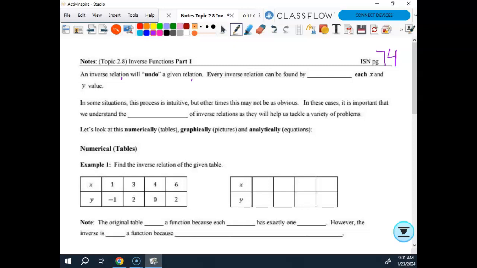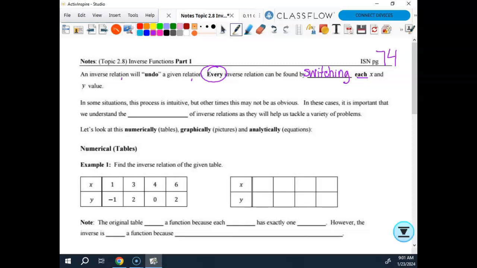So every, and it's bolded, every inverse relation can be found by switching or exchanging each x and y value. So you exchange x and y, switch them. And then you have your inverse right there, but most of the time we then solve for y so that we can write it as an inverse function if it is.